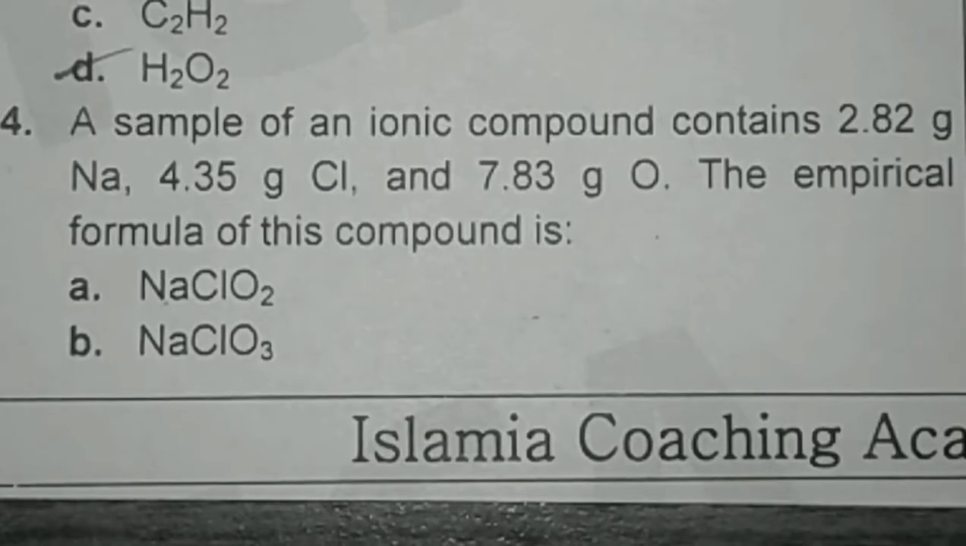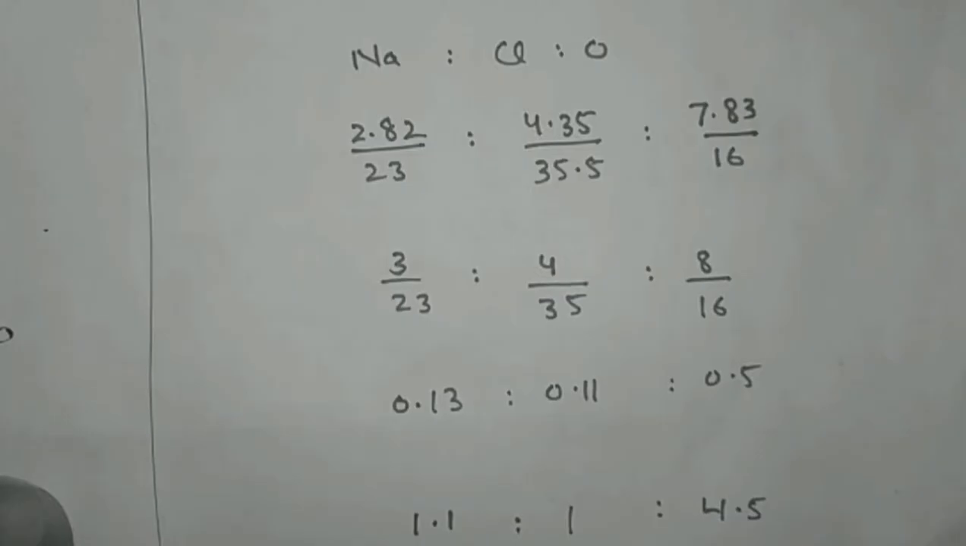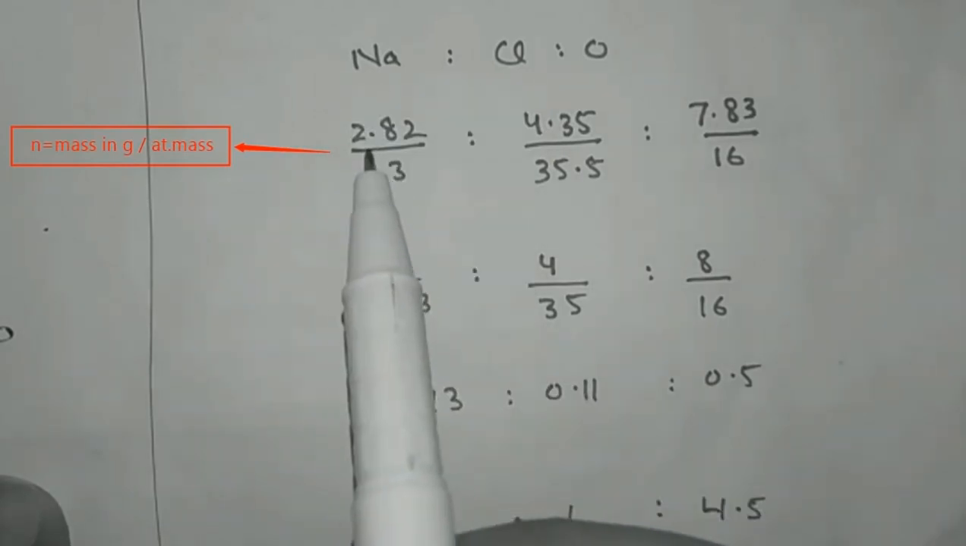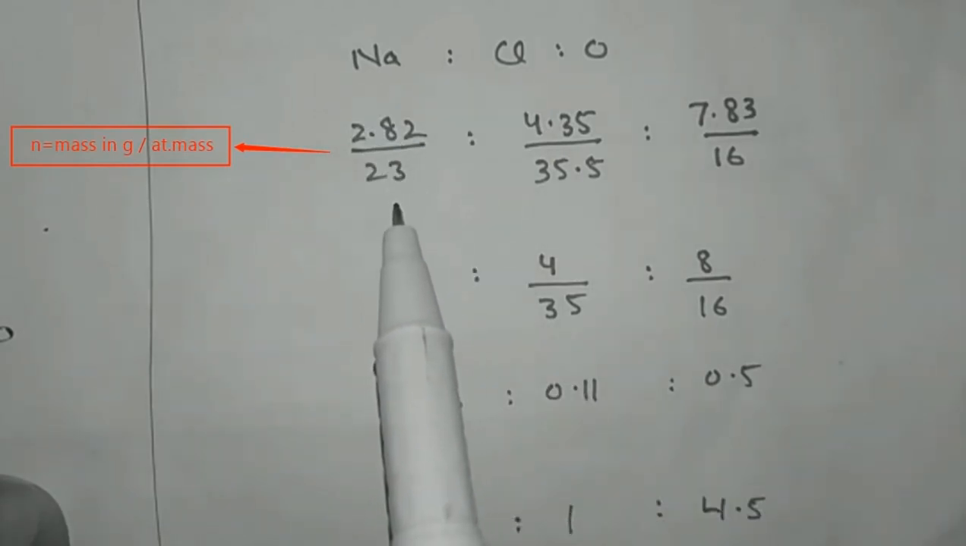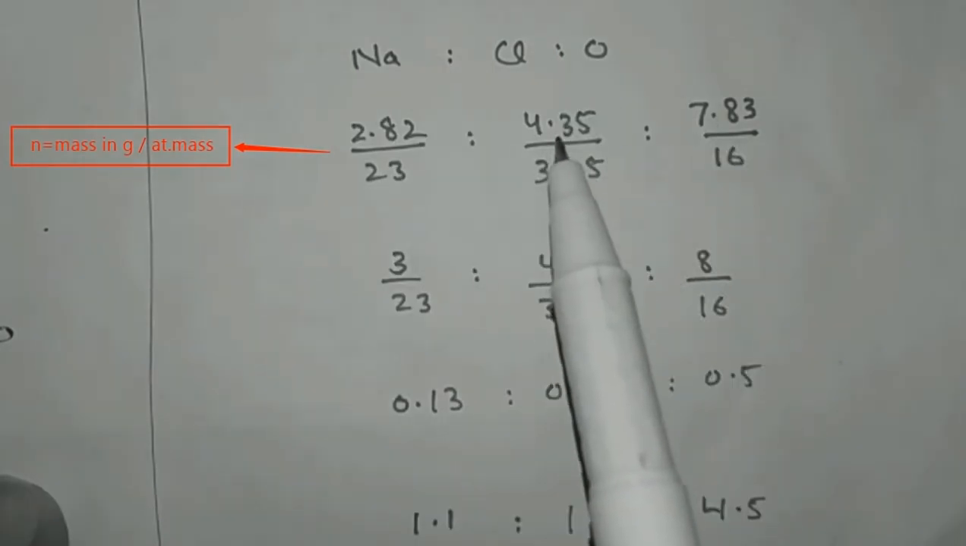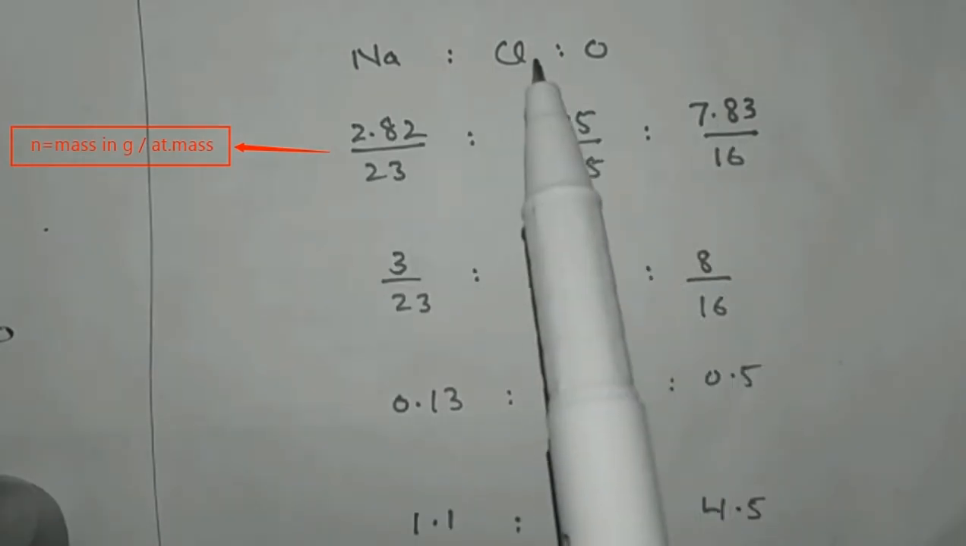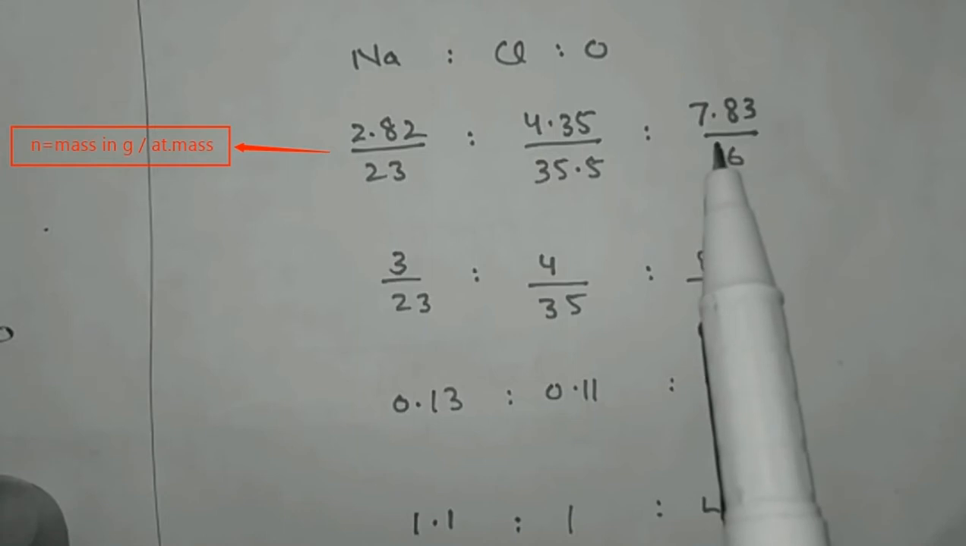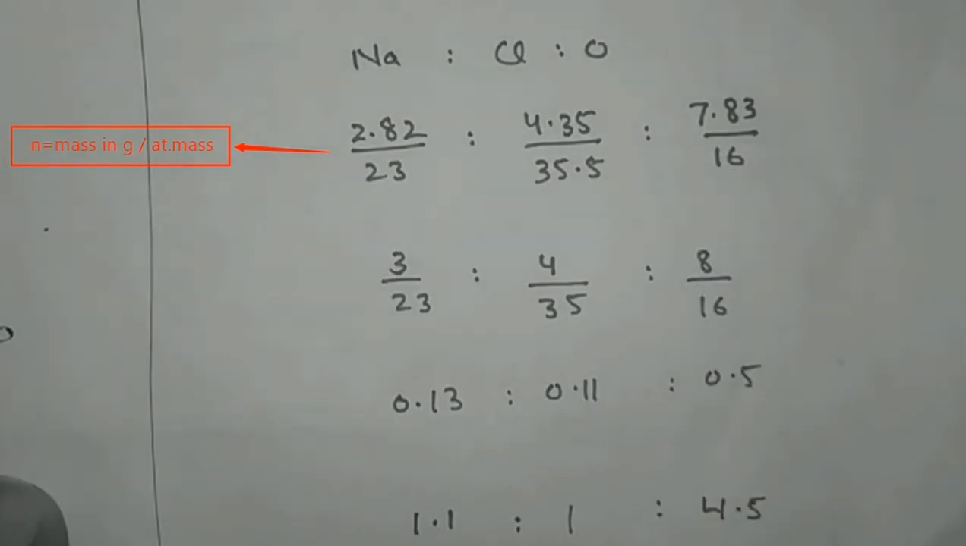A sample of an ionic compound contained 2.82 gram of sodium, 4.35 gram of chlorine and 7.83 gram oxygen. The empirical formula for this compound is. Now you have to find the mole ratio also here. Take this 2.82 and divide it by 23 atomic mass of sodium, 4.35 divided by 35.5 atomic mass of chlorine and 7.83 divided by 16 atomic mass of oxygen.